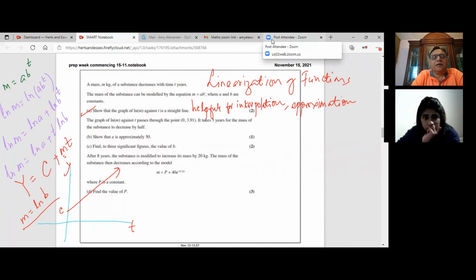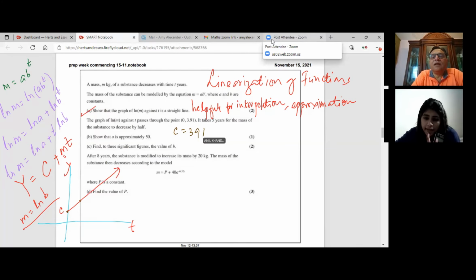So what else? The graph of ln m against t passes through the point 0, 3.91. It takes 5 years for the mass of the substance to decrease by half. Show that a is approximately 50. So we can use this equation and put the values here. 0, 3.91 is the y-intercept, c, so at t equals 0, c is equal to 3.91, correct?